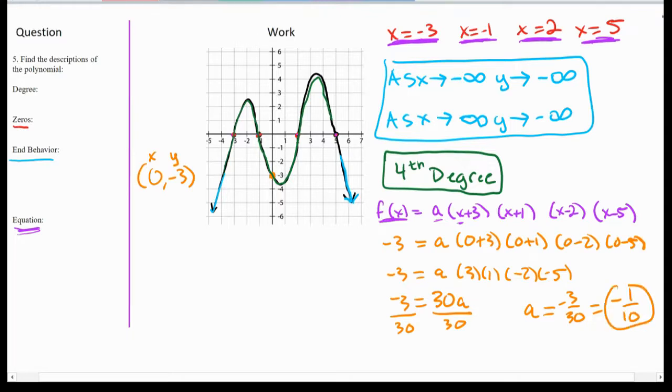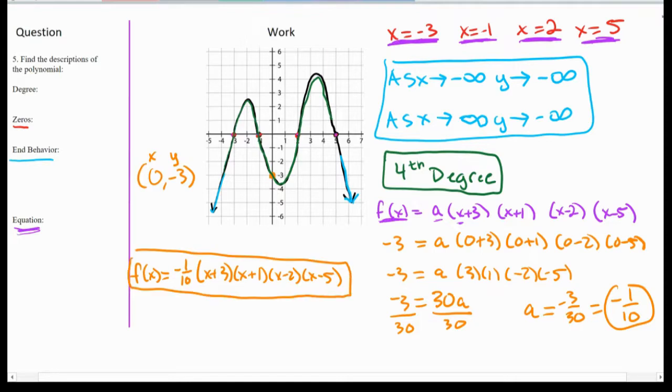So now I know my a value. My final equation, nice and pretty, is f(x) equals -1/10 times (x plus 3), and now I'm just taking the rest from my purple equation there: (x plus 1)(x minus 2)(x minus 5). And that gives me my final equation with an a value that's not 1. We see that it's a negative a value, which makes sense because our even degree function is facing downwards.